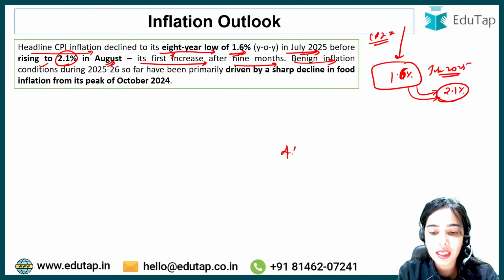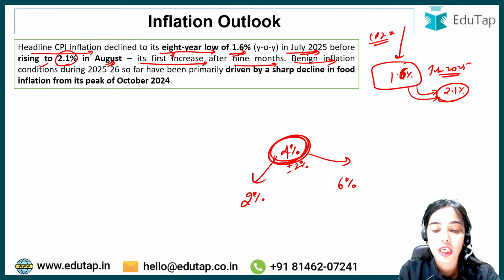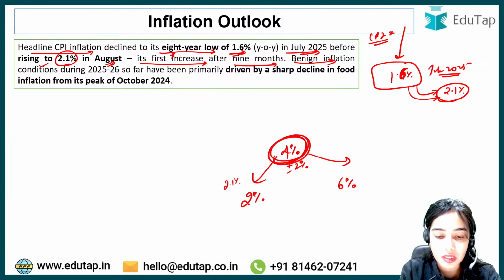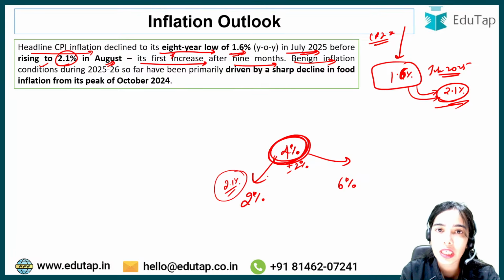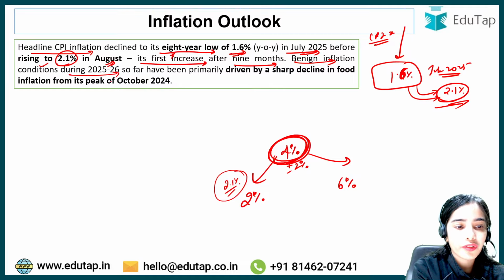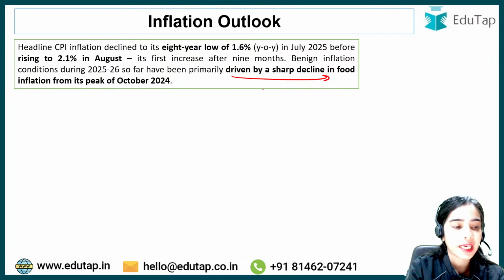Benign inflation means the inflation condition is good. The inflation target is 4% plus minus 2%. That means we want the inflation to be in the range of 2% to 6%, and the inflation should be around 4%. So you can understand that currently the inflation is very, very low. It is around 2.1% in August. So if the inflation is low, that means there is a benign, good inflation condition. The decline during 2025-26 so far has been primarily driven by a sharp decline in food inflation.